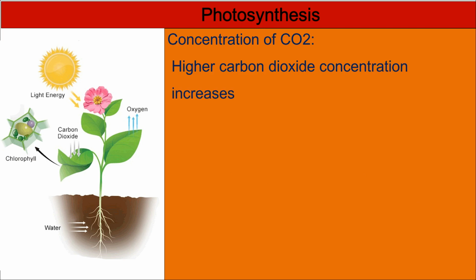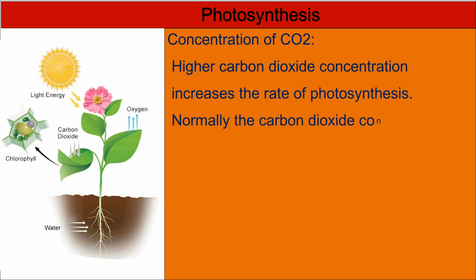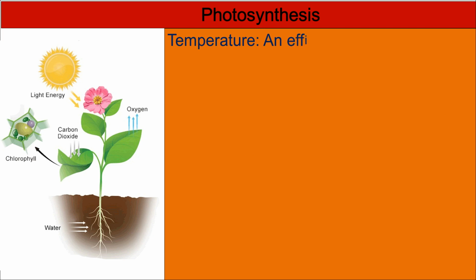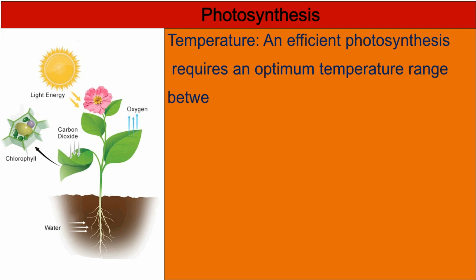Concentration of CO2. Higher carbon dioxide concentration increases the rate of photosynthesis. Normally the carbon dioxide concentration of 0.03 to 0.04% is sufficient for photosynthesis. Temperature. An efficient photosynthesis requires an optimum temperature range between 25 to 35 degrees Celsius.